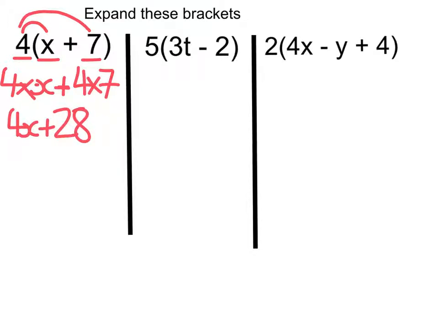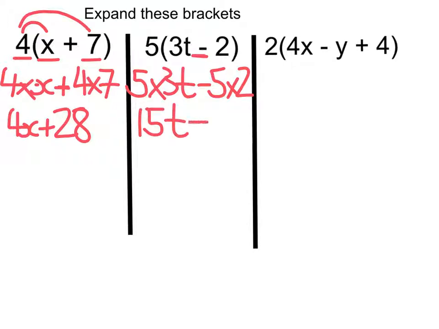Now for the next one, the only real difference is negative, the takeaway here. Well, we'll keep the takeaway. So 5 times 3t, and then remember to times both of them by the 5, comes that. So 5 times 3t is 15t, minus 5 times 2 is 10.